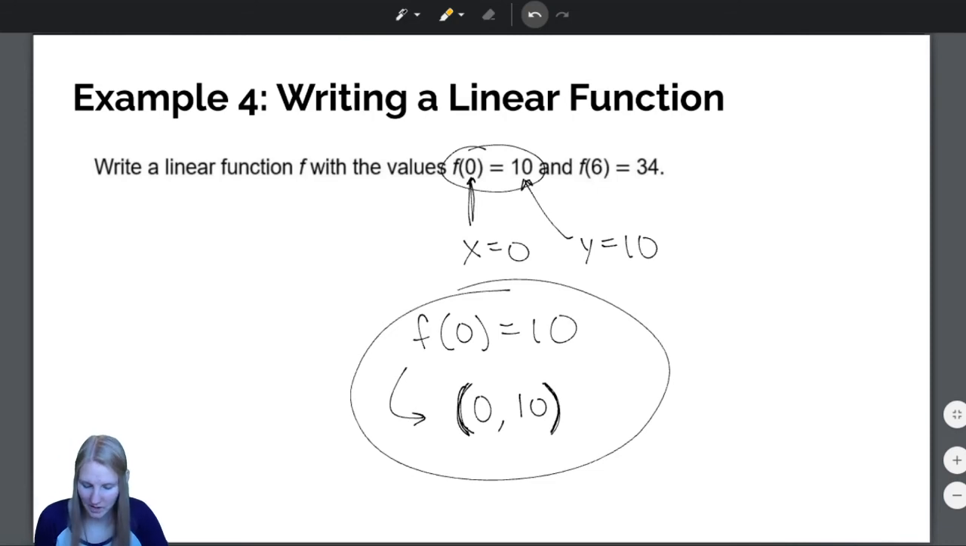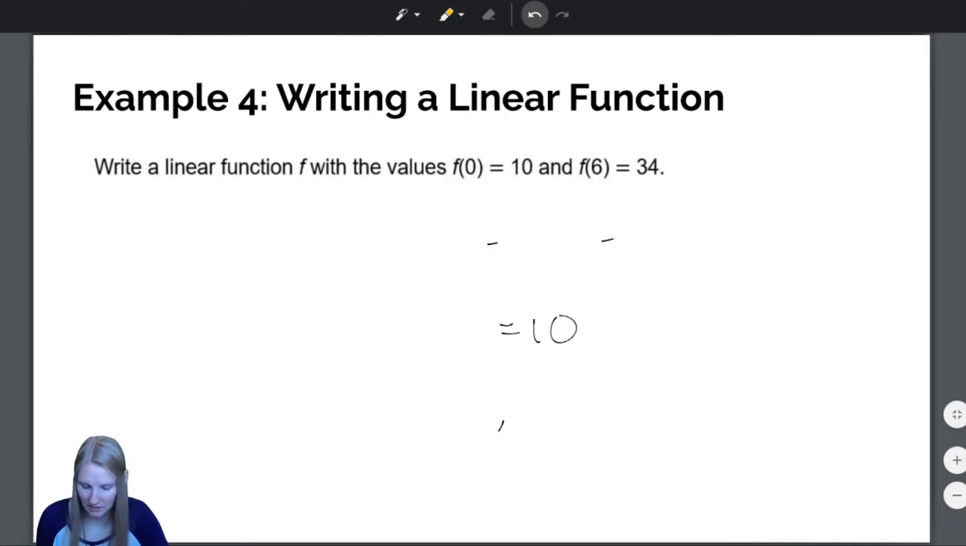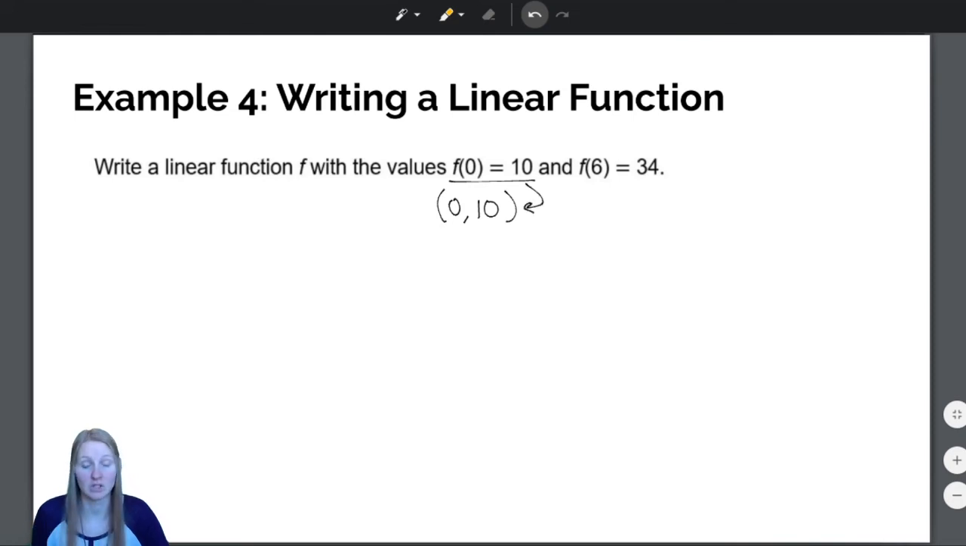So remember that when I see f of 0 equals 10, I can write this as a point where the input, or the x-coordinate, is 0, and the output, or the y-coordinate, is 10. So f of 0 equals 10 really means that we're talking about the point 0, 10. Let me write that more succinctly so we have space to do our other work. So f of 0 equals 10 gives us the point 0, 10. And f of 6 equals 34 gives us the point 6, 34.